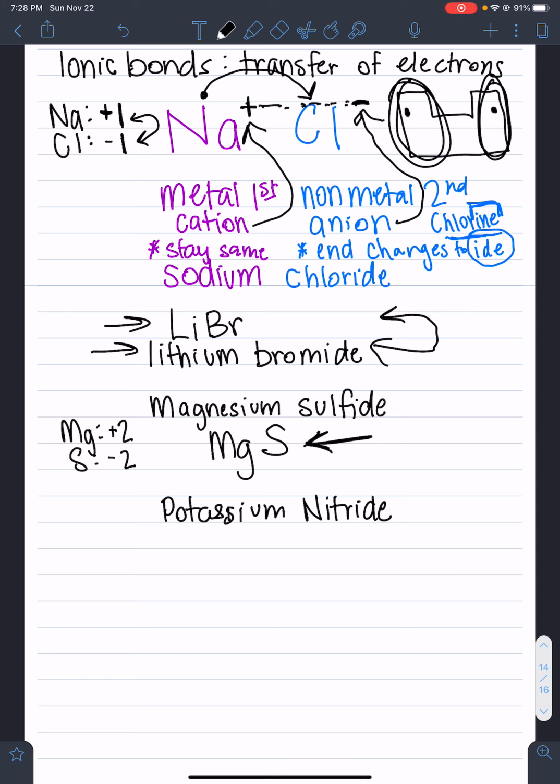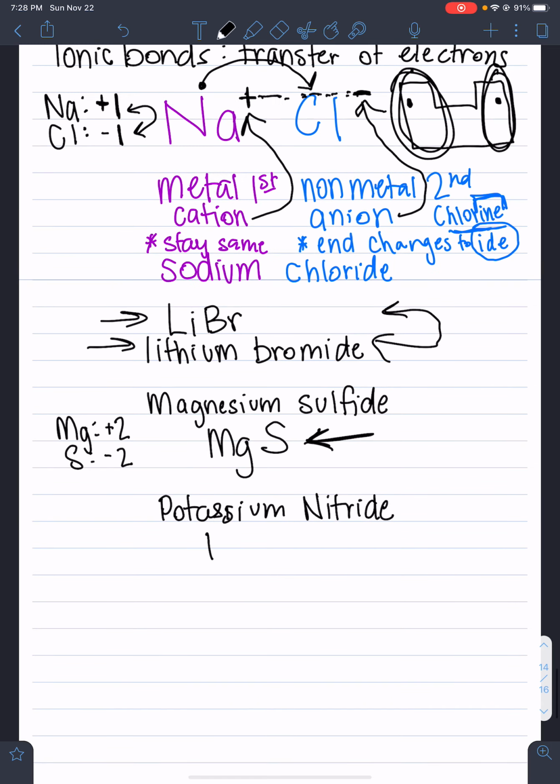All right, potassium nitride. We're going to try to get the symbol for that. So we know potassium is a K. And we know that nitrogen, if we find it on our periodic table, nitride is nitrogen. That's an N. So it's going to be K and it's going to be N. But if we look at our charges, we'll see they're not balanced.